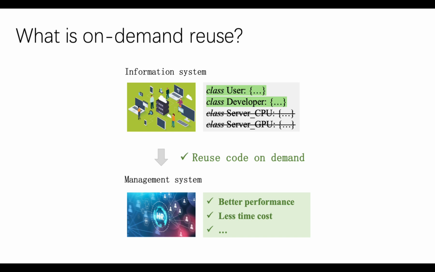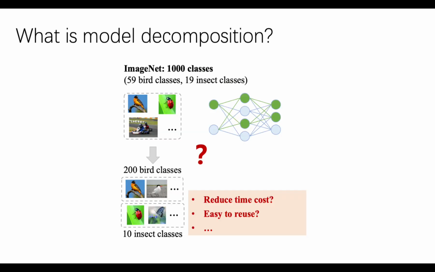We choose to reuse some of the code that is relevant to the requirements and delete the code that is not useful. In deep learning models, we also want to be able to reuse only the parts that are relevant to the requirements, as a way to reduce the overhead of model usage. However, unlike code, a deep learning model is a black box. We would like to use only a portion of the functionality through model decomposition.